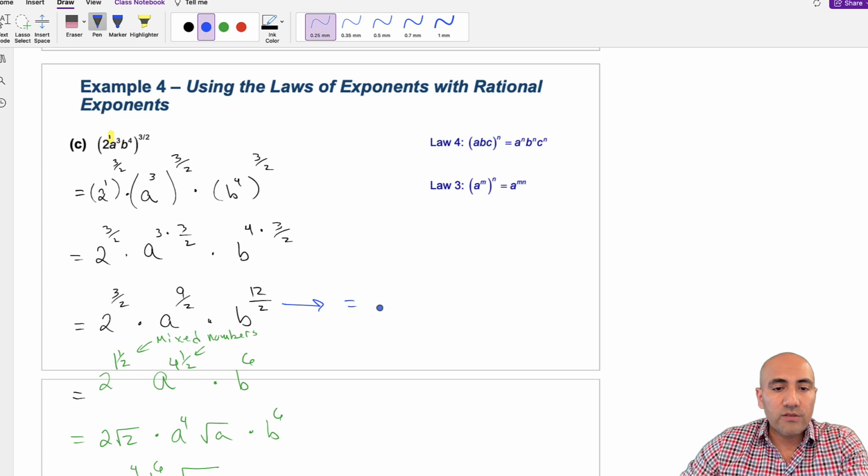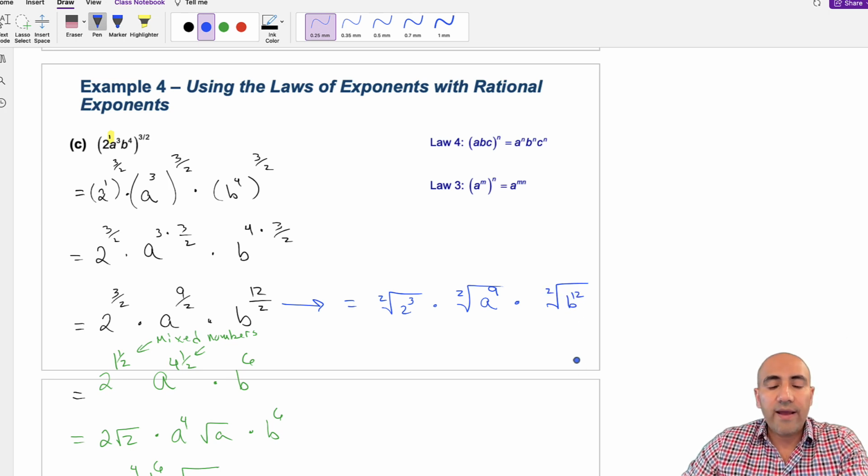Another way you could do this, we can go back to the root. This is the square root of 2 to the 3rd power times the square root of a to the 9th power times the square root of b to the 12th power. And again, they come out in groups of 2, so only one pair of 2's can come out from here. So we have a 2 and then a root 2. That's a shortcut, that's just the way I like to think about it, instead of rewriting it as the square root of 2 squared times the square root of 2.